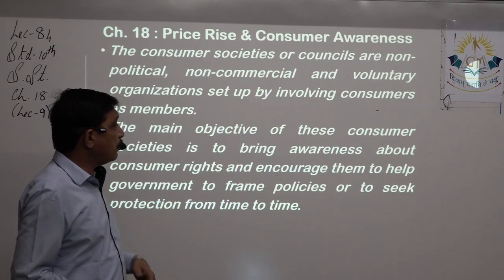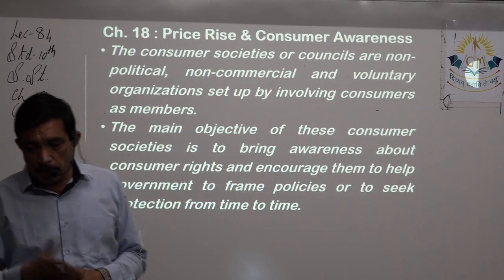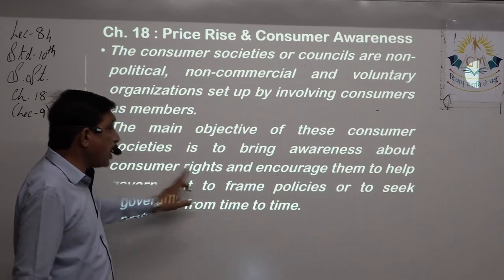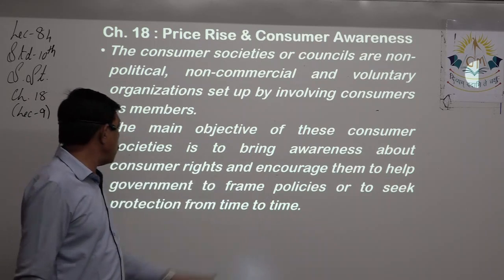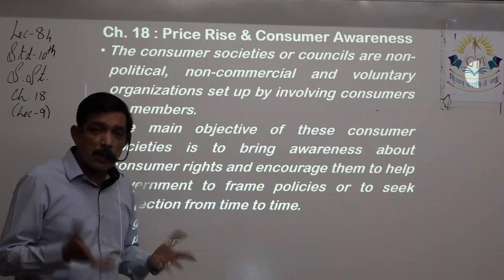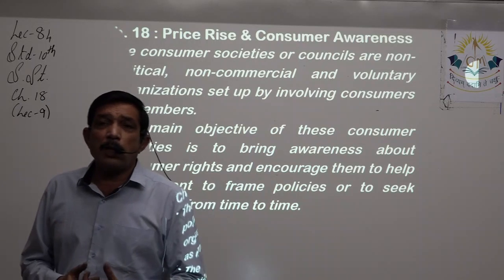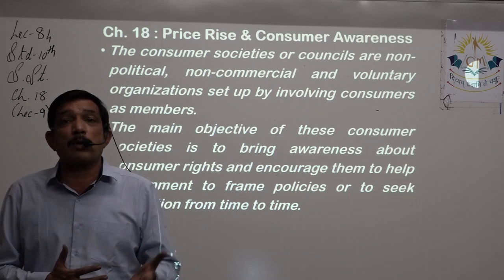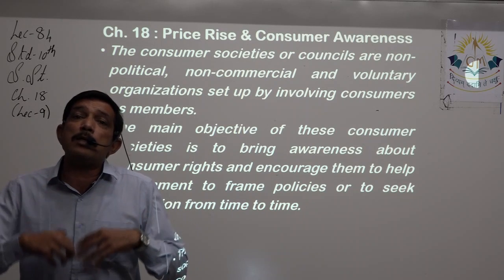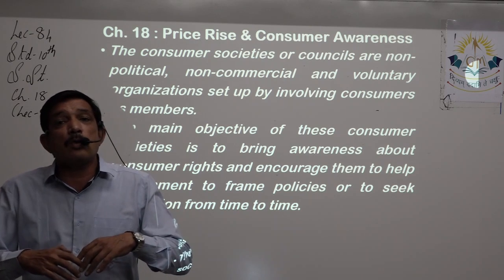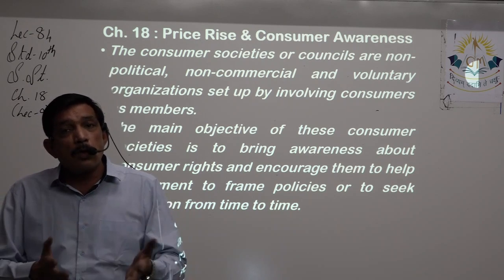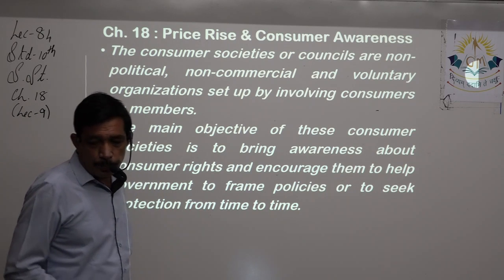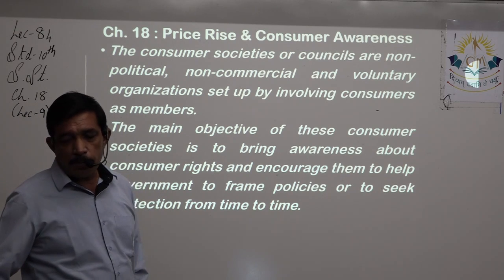The main object of this consumer protection or consumer society is, first, to bring awareness about consumer rights. Second, to encourage them to help the government to frame policies. As I told you, lots and lots of cases are coming up, new cases are coming up, of how consumers are exploited. So in this way, the government learns from the consumers themselves, so they can frame better laws, better rules, better regulations for the protection of the people from time to time.